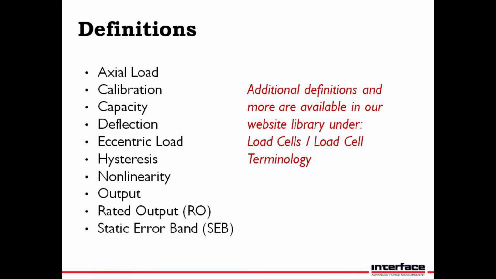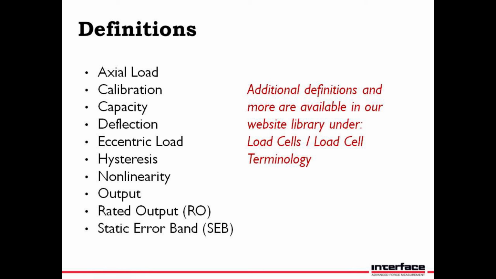So let's go over some definitions. First, axial load. The axial load is a force that is applied along the center axis of the sensor. Calibration is a testing of the sensor to verify that it meets performance specifications.